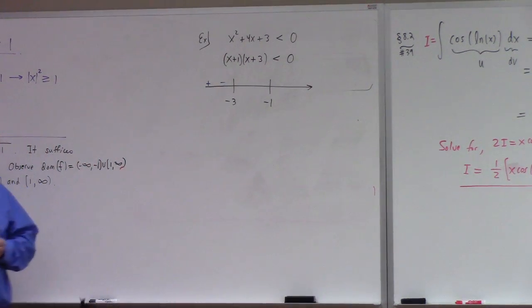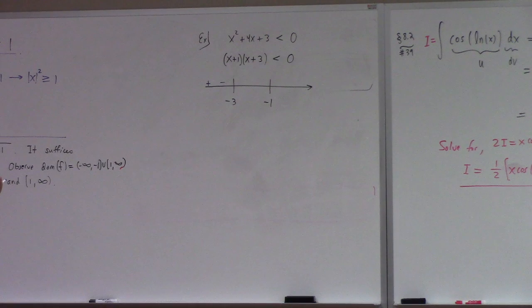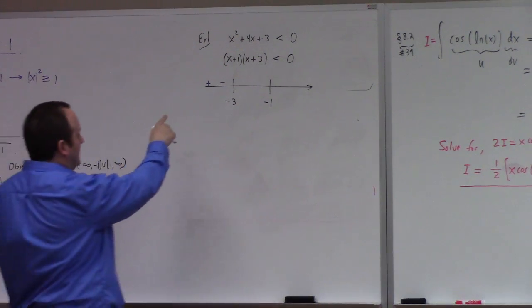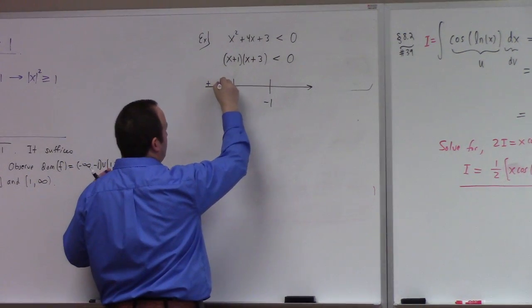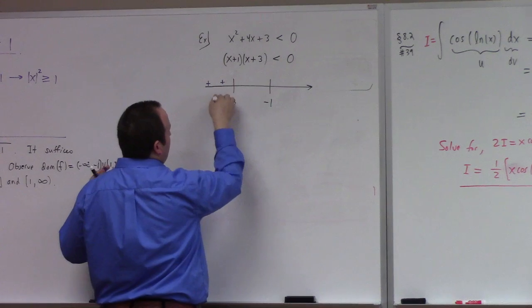Why? The intermediate value theorem says if it goes plus to minus, there has to be some point between the plus and the minus where it crosses zero, right? But if I have enumerated all the zeros, there's only a zero for x squared plus 4x plus 3 at minus 3 and minus 1, I'm out of luck, right? The only place it can be 0 is at those tick marks. And so this is not possible. It either has to be plus, plus, plus, plus, or minus, minus, minus, in each one of these subintervals.